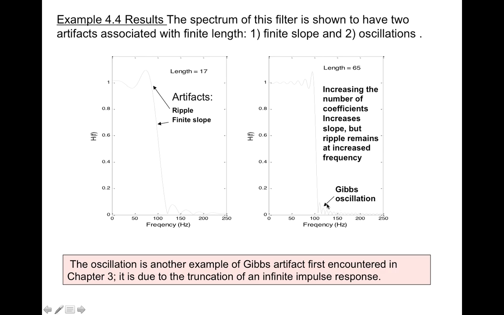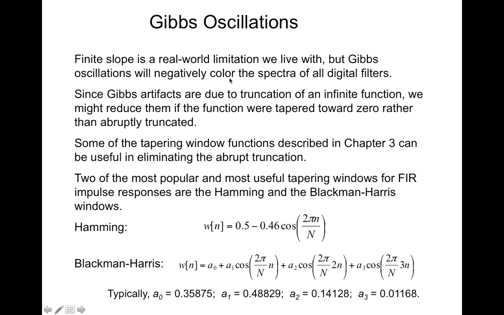So this is referred to as the Gibbs oscillation, and it happens because we basically truncate that infinite impulse response. In other words, our filter has a finite length. It doesn't go from negative infinity to infinity on our sinc function. Because of that, we're going to get ripple. In this case, we're getting ripple in the frequency domain. So the Gibbs oscillation is what that is referred to. They're due to truncating an infinite function.